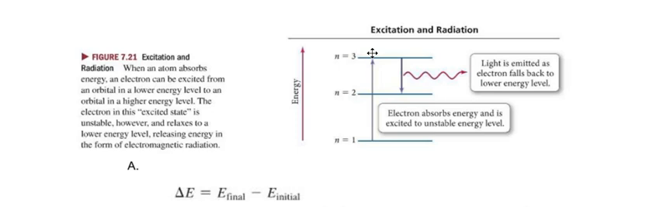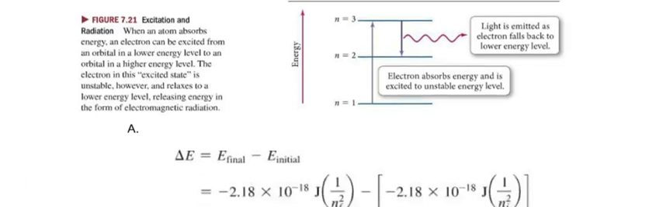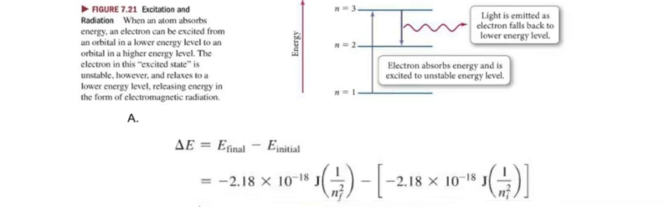Now we can come up with some numerical values here. Delta E is E final minus E initial. Let me scroll down here. I don't know if you really want to know where these numbers are coming from, this negative 2.18 times 10 to the negative 18th joules, but it's 1 over n squared. If it's going to absorb energy, it's going to jump up here to where it ends up. So this would be your initial, that's your final, or if it's releasing energy, this is your initial and that's your final. That's what these numbers are representing.